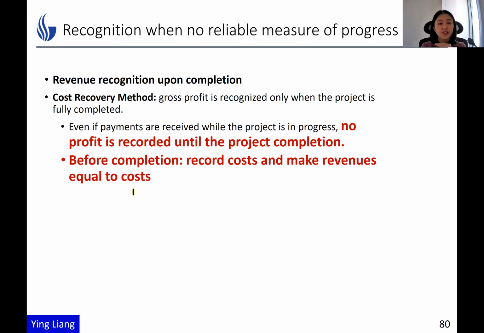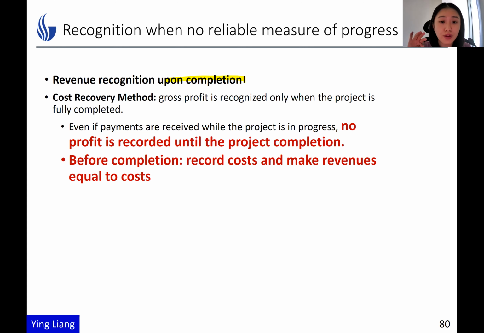Now, let's switch a little bit. We've been talking about the percentage of completion. What if there is no reliable measure of progress? That is the one, right? The situation where we have to put 0 all the way until the final. And we call it revenue recognition upon contract completion. Another way to call it is a cost recovery method.